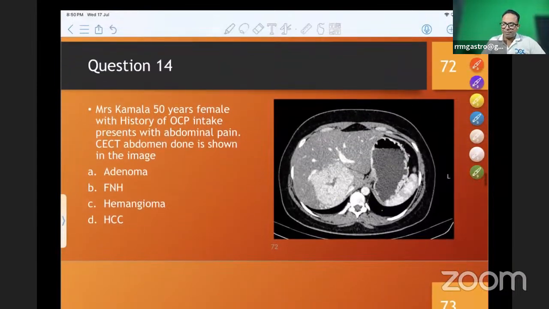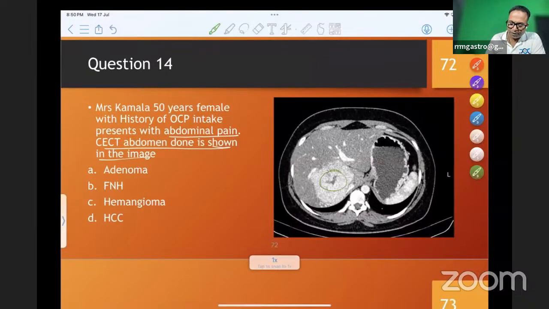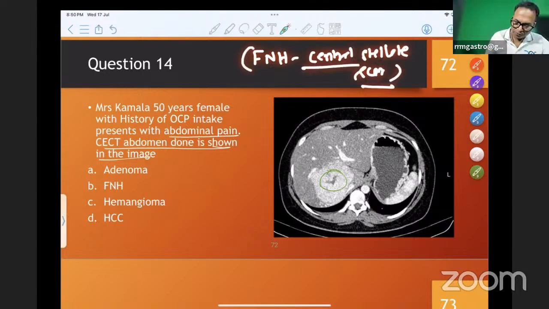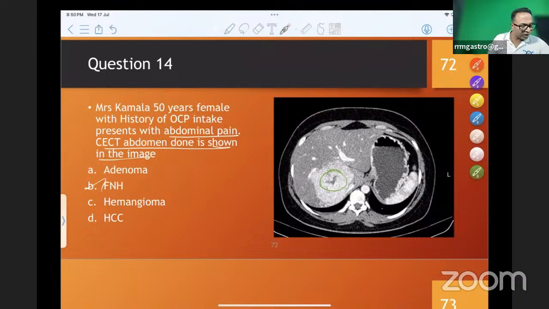So this question is a classical image-based question, both from radiology as well as from surgery. Mrs. Kamala, 50 years female, with a history of oral contraceptive pill intake, comes with abdominal pain. CT done is shown in the image below. This is a direct image-based question. What is it? What finding does the CT scan show here? That is a classical image you are seeing here. If it is FNH, it shows a central scar. Central stellate scar is a feature of focal nodular hyperplasia. Please don't forget it is FNH.